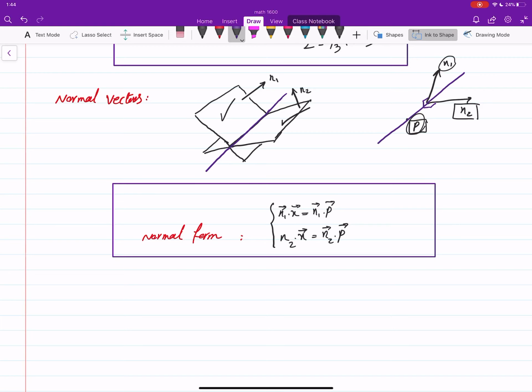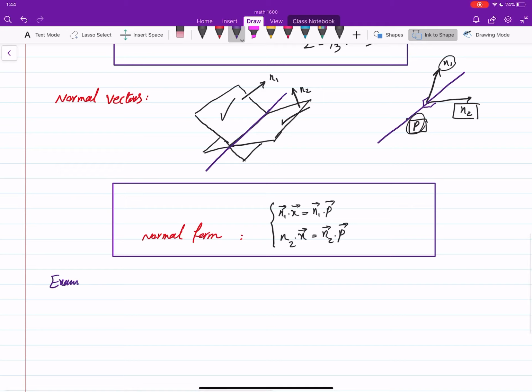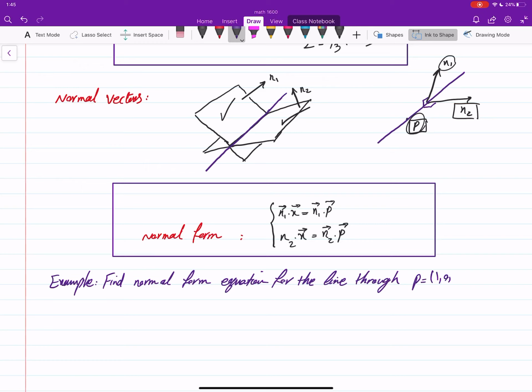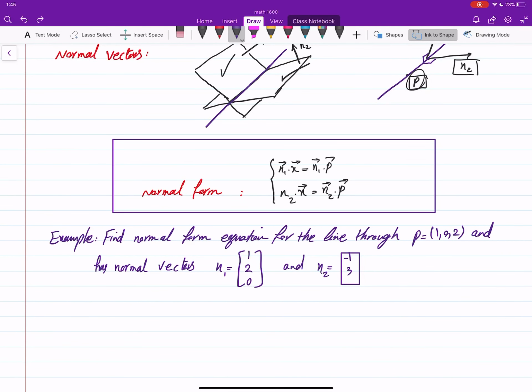And well, let's just do one example here. Example: find a normal form equation for the line through the point (1, 0, 2) and has normal vectors n1, which is (1, 2, 0), and n2, which is (1, -1, 3)... and 1. Well, we can form this easily. It is just the way it is written.